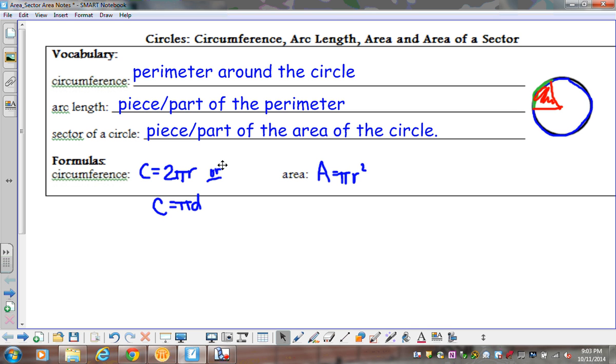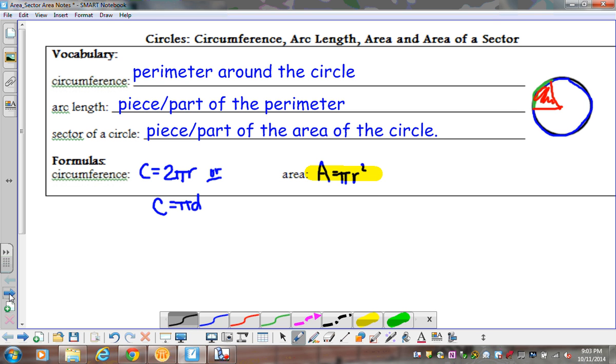Circumference we talked about was 2 pi r, or you could say pi times d, because your diameter is 2 radii. And then the area, which is what we're going to be focusing on today, is pi times whatever your radius is squared. So as long as you know your radius, you can find your area. If you know your diameter, just divide it by 2, and that's your radius. You can then find your area. We're going to be using that equation a little more today.